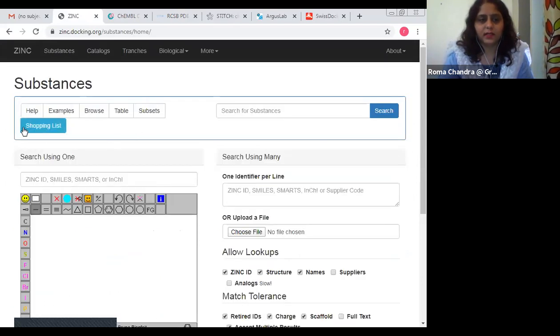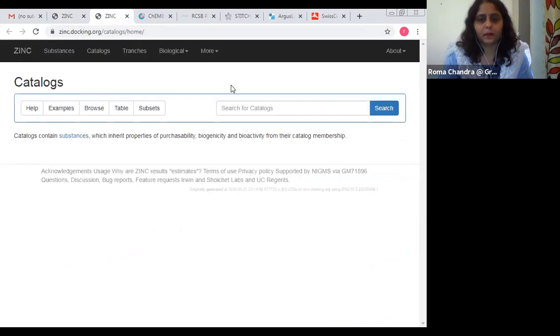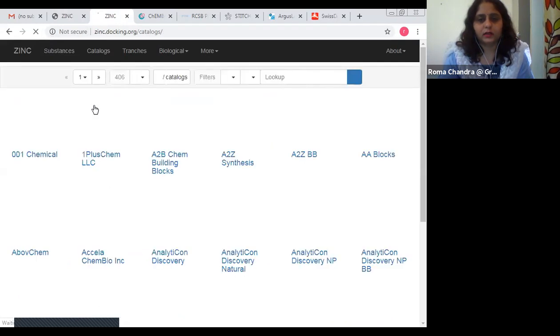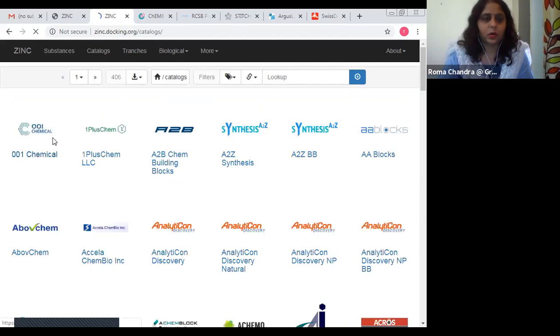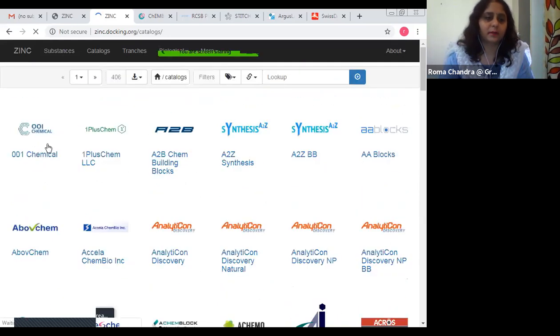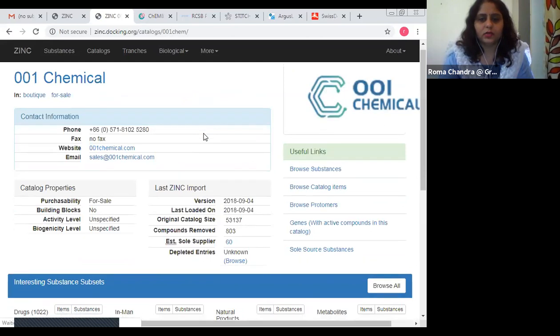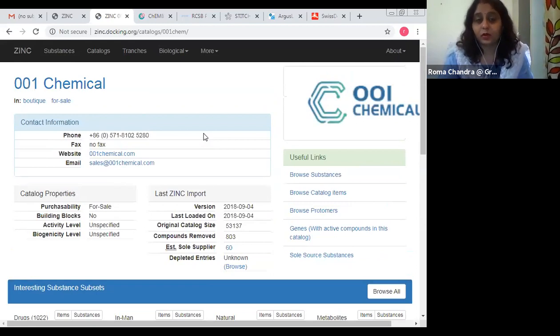Here you can see I have clicked on substances. There is this catalog also. I'll just show you what it looks like. In the catalog, you can just browse. All these are the different sources from where you can select compounds. For example, I have just selected this one. These are the sources from which you can retrieve your compound.